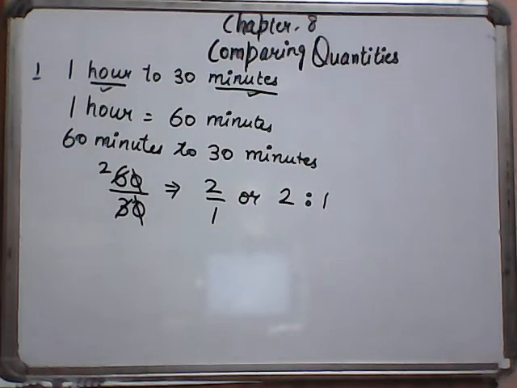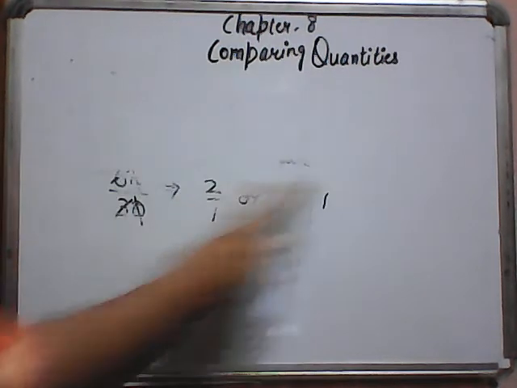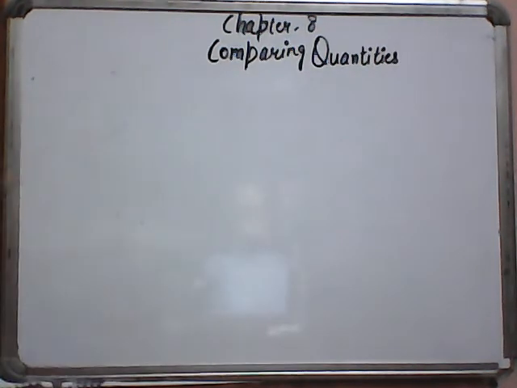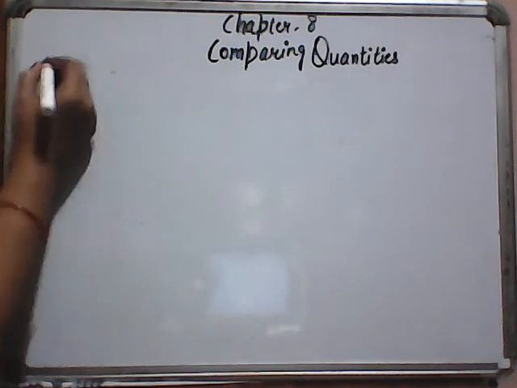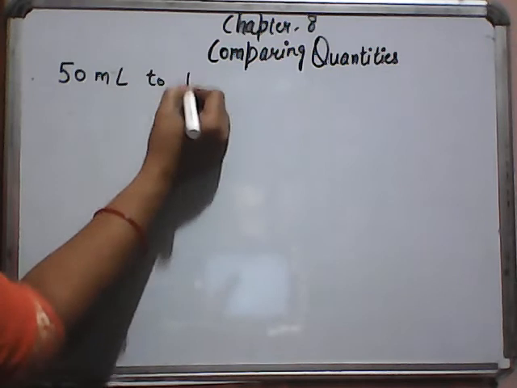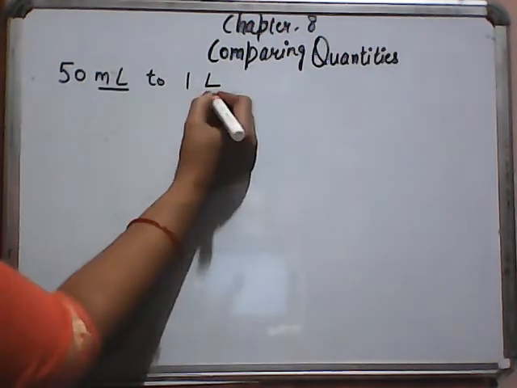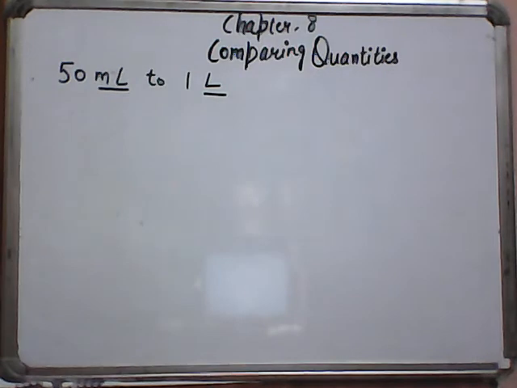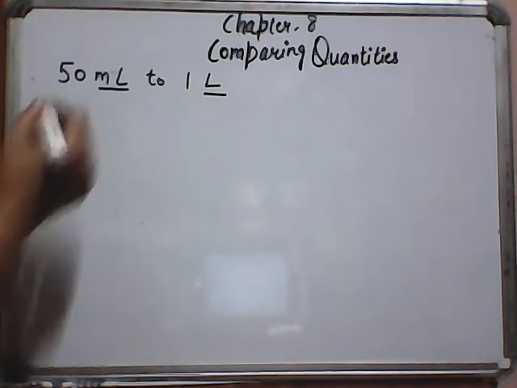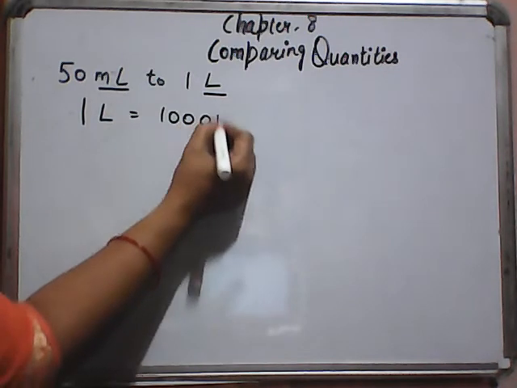Next question is, suppose you have to find out the ratio of 50 milliliter to 1 liter. Here, 50 milliliter. What is the kind of quantity? First quantity, milliliter. Now, the second quantity is liter. So, we have to convert into the same unit. We know that 1 liter is equal to 1000 milliliter.